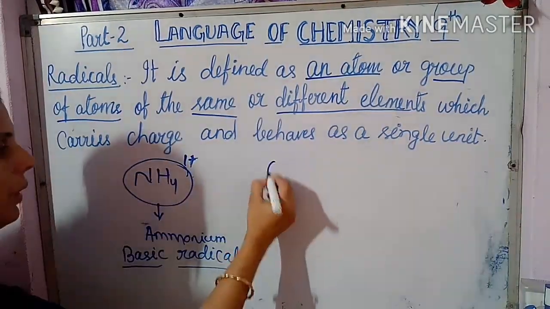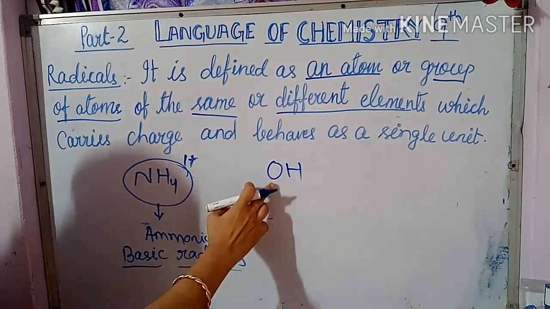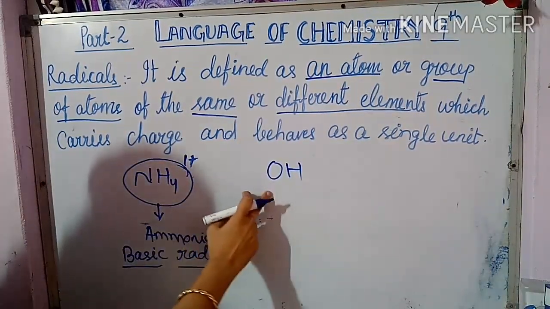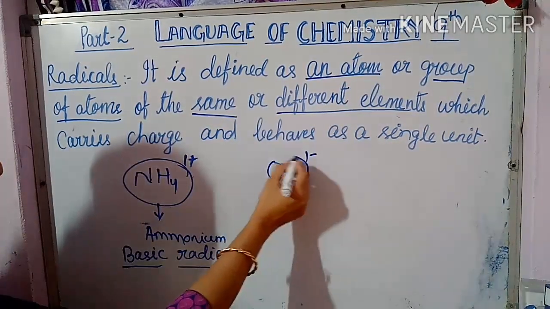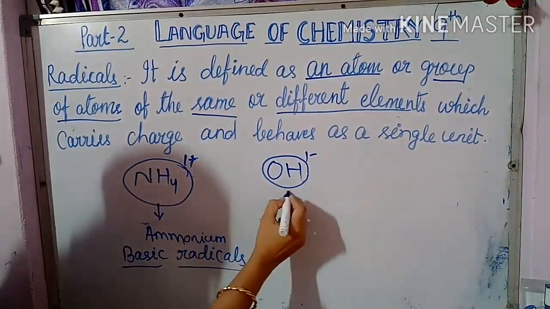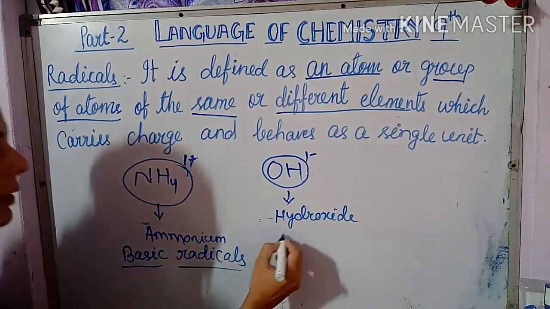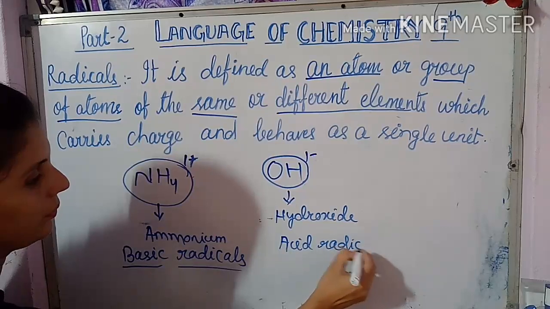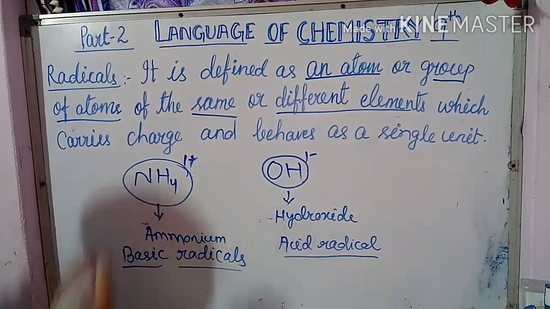For example, oxygen and hydrogen make a group. After making the group, oxygen would normally behave as 2 minus, but here it does not. They behave like a single unit and carry a charge of 1 minus. That is known as the hydroxide radical. Hydroxide is electronegative in character and is known as an acid radical. Like this, we can form many radicals.